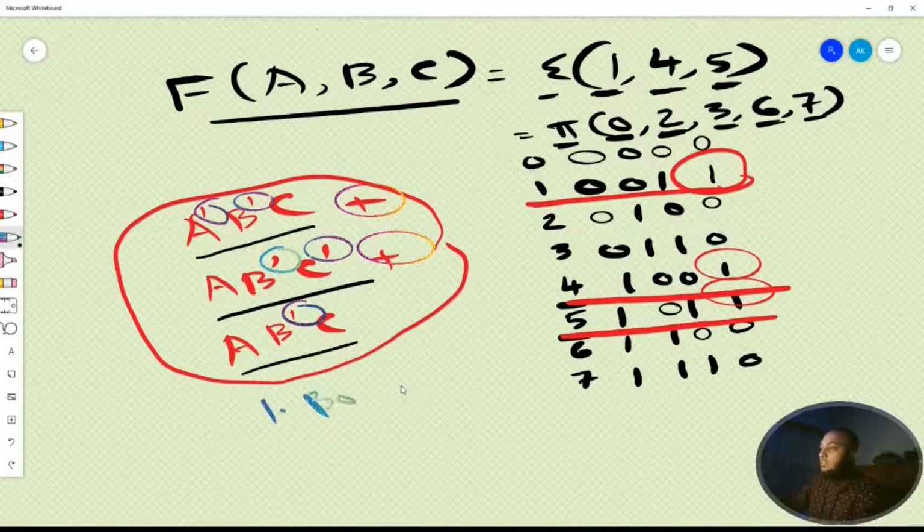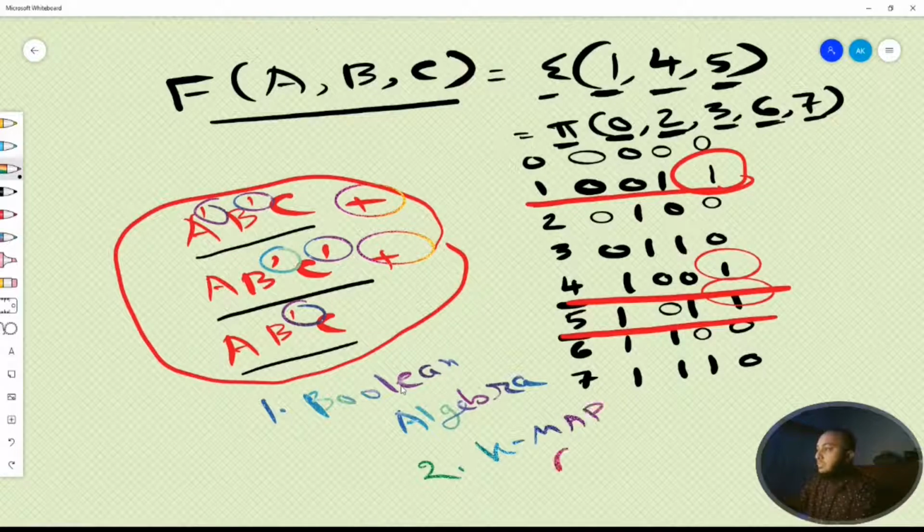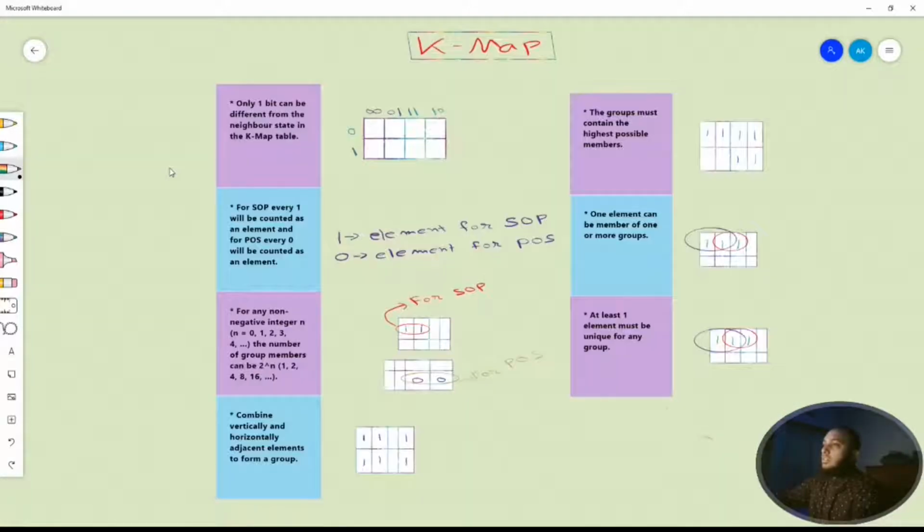One, Boolean algebra, or two, K-map or Karnaugh map. K-map is the short form of Karnaugh map. So let's see how we can use K-map to simplify a function. At first we need to make the table for K-map. For this example, let's say we have only 3 inputs, A, B and C.